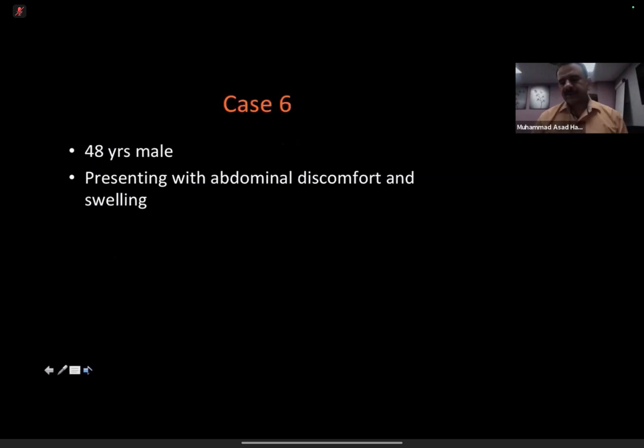Okay. So the next case coming for you is a 48 year old male presenting with abdominal discomfort and swelling.